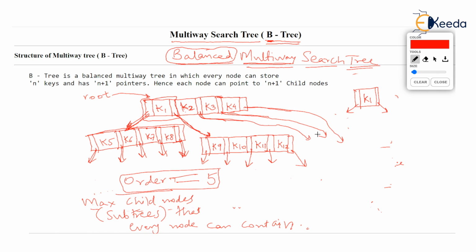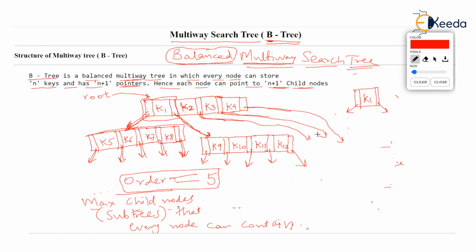Now further, as we have seen here, let's see the definition. I'm pointing to the sentence written on the top. B tree is a balanced multiway tree. Still, I have not explained what you mean by balanced, but I hope you have understood why it is known as a multiway tree, isn't it? In which every node can store n keys. Like in this tree, every node can store 4 keys and definitely has n plus 1 pointers. So if there are 4 keys, then every node will have 5 pointers. Hence, each node can point to a maximum of n plus 1 child nodes. So the order will be n plus 1, isn't it?